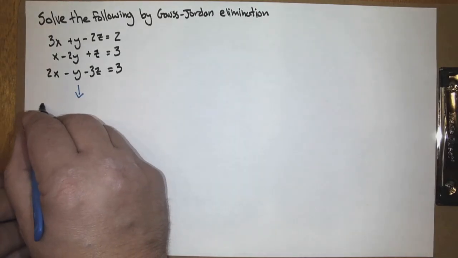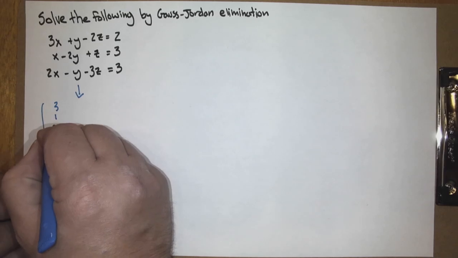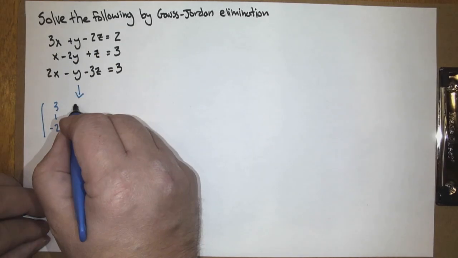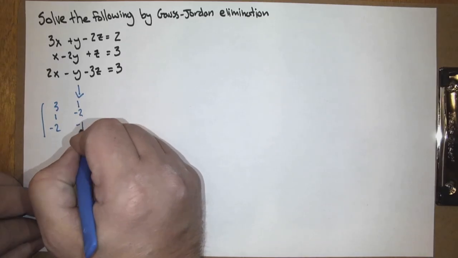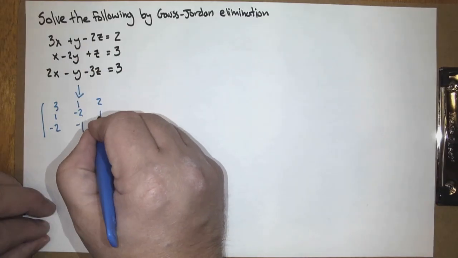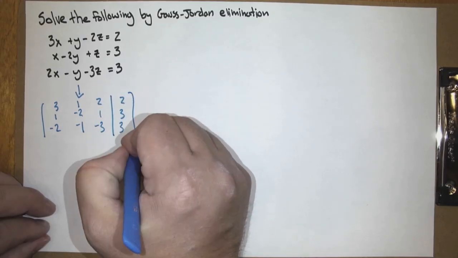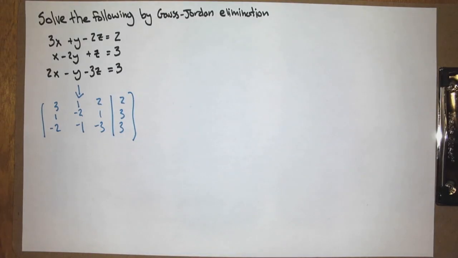So we have our columns. For each variable, we get a column of numbers which are our coefficients, 3, 1, negative 2. In the next column, 1, negative 2, negative 1. The last column, 2, 1, negative 3, equals 2, 3, 3. Now, in essence, all we're doing when we put it into this augmented form is just rewriting in a compact notation. Everything could be done without putting it into augmented form. This just helps us keep track of things more systematically.